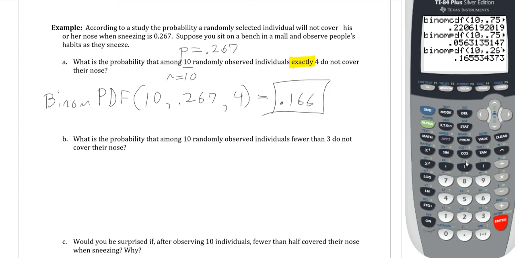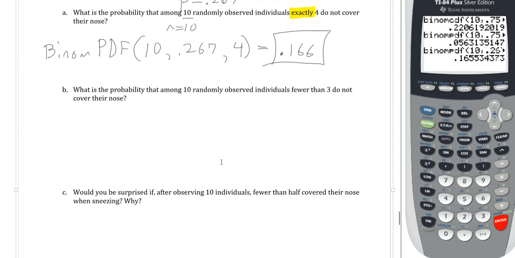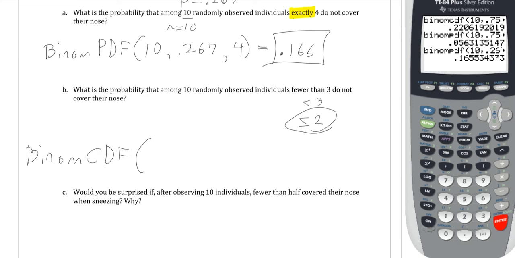All right, if you haven't already, pause the video and see if you could solve the last 2 without me. And then unpause and see how you did. All right, what is the probability that among 10 randomly observed individuals, so n is still 10, fewer than 3 do not cover their nose? So fewer than 3 means less than 3, otherwise known as less than or equal to 2. Since we're doing something like this, that means Binomcdf is better. We can just do one function of Binomcdf to solve this instead of 3 functions of Binompdf.